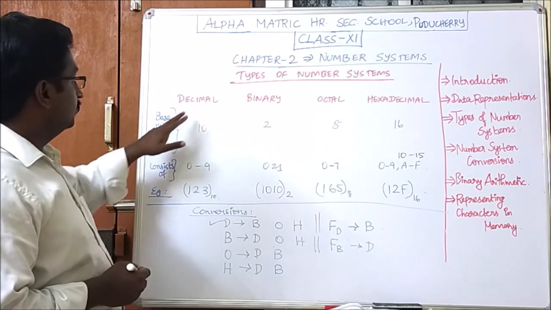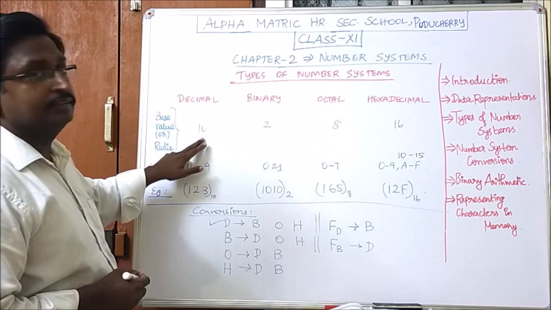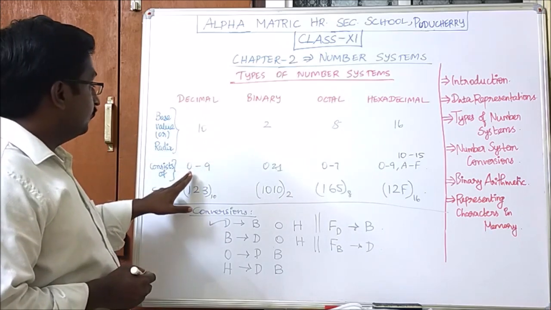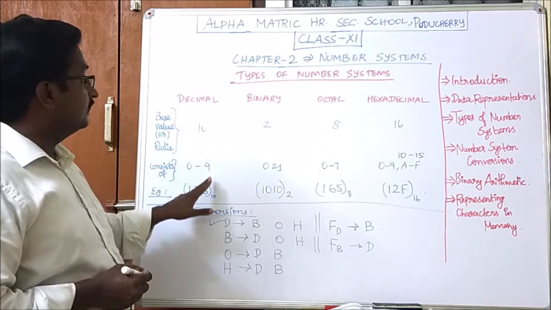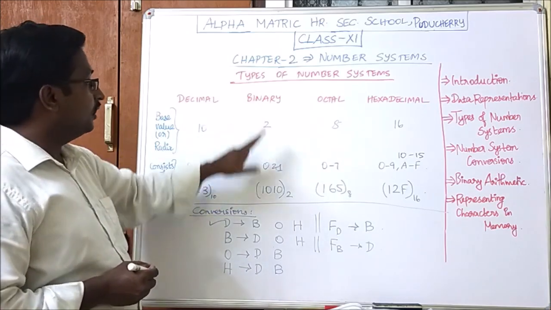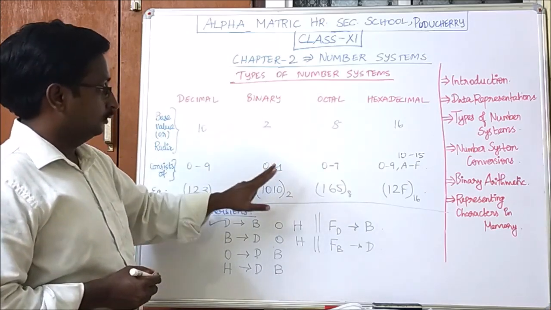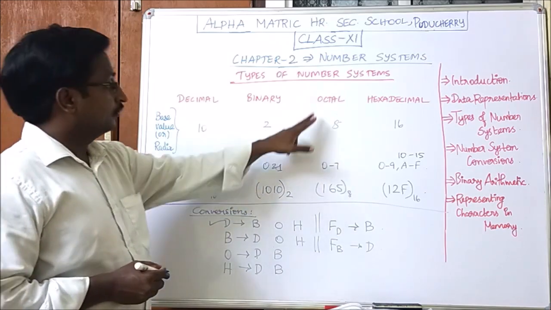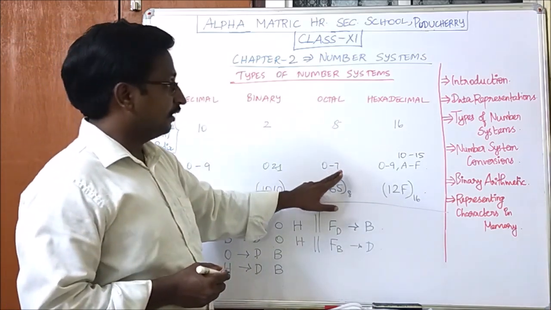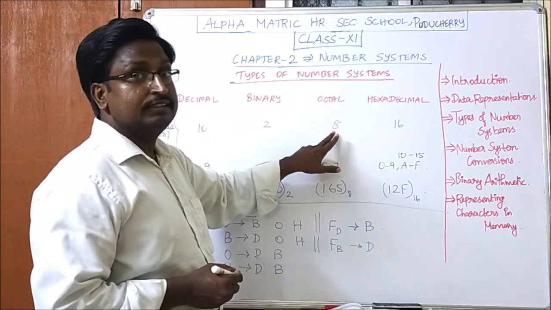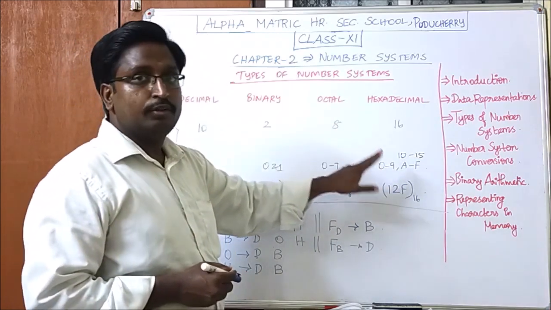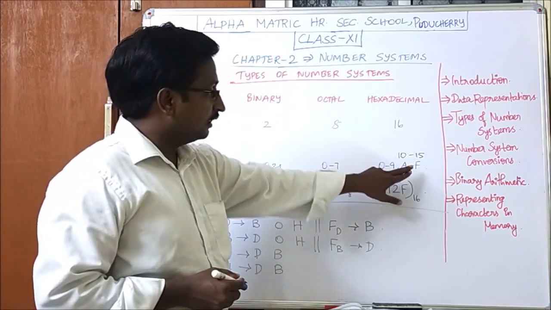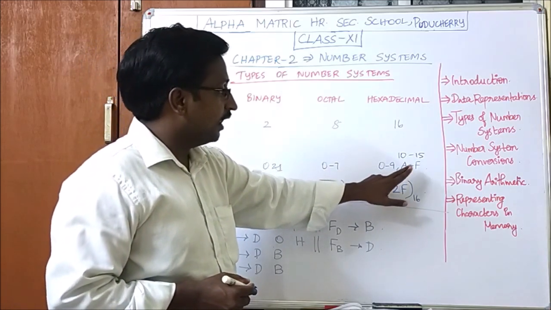For example, the base value for decimal is 10. It means it contains the digits 0 to 9, those 10 numbers, and that is the radix. For binary, we have 0 and 1, so the radix is 2. For octal, from 0 to 7, we have 8 numbers, so the radix is 8. And hexadecimal has 0 to 9, similar to decimal, and after 9 it has A to F.